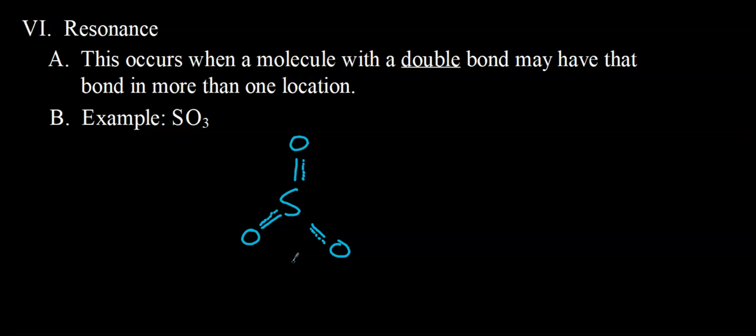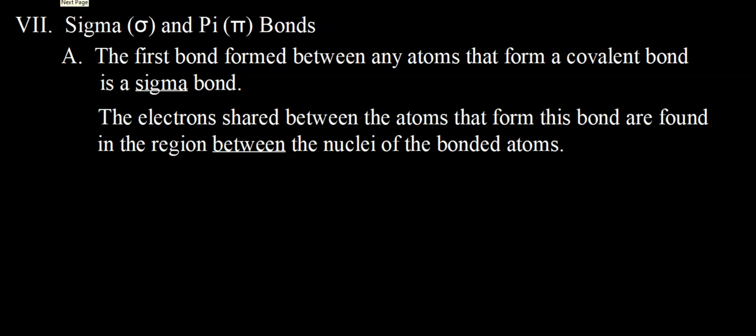We'll do some more examples later on. All right, speaking of pi bonds, we have two types of bonds between atoms. These are referring to a situation where we have covalent bonds. We can further classify them as sigma or pi bonds. So here's how it works. The first bond formed between atoms that form a covalent bond is a sigma bond.